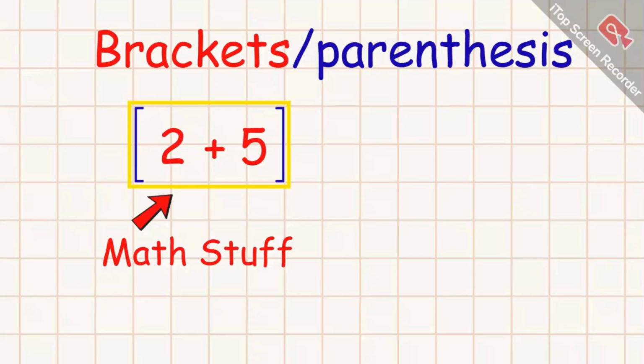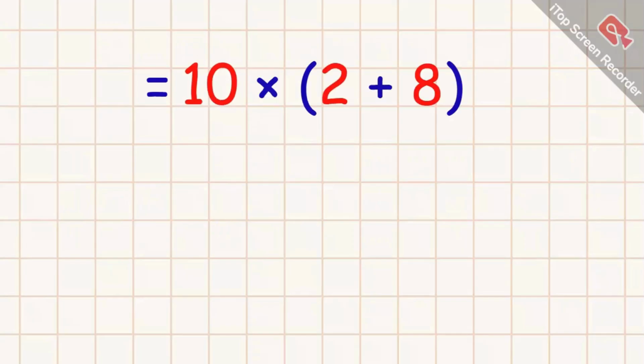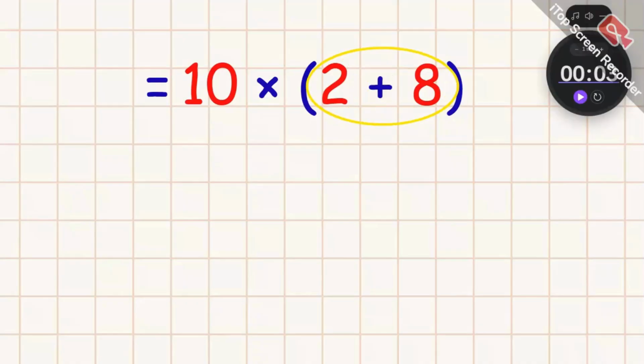So parentheses and brackets are used to group things together, and our rules tell us to do any operations inside these groups first. For example, have a look at this problem: 10 times (2 plus 8). It has 3 numbers and 2 operators, multiplication and addition. But 2 of the numbers and the addition symbol are inside the parentheses. That means they form a group and we need to do that part of the problem first.